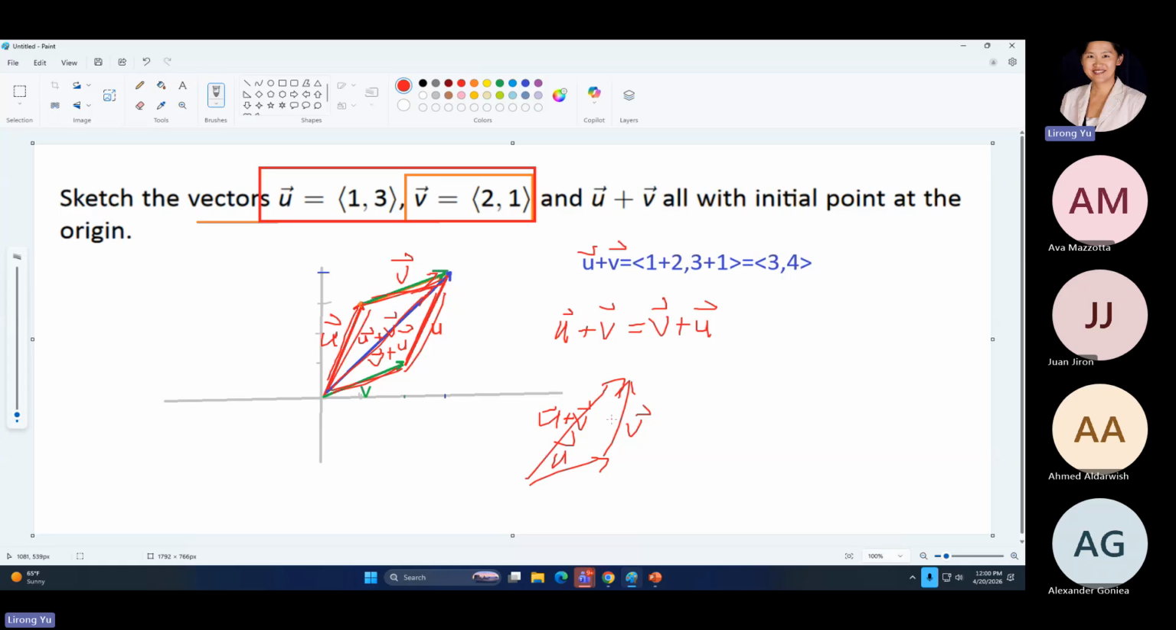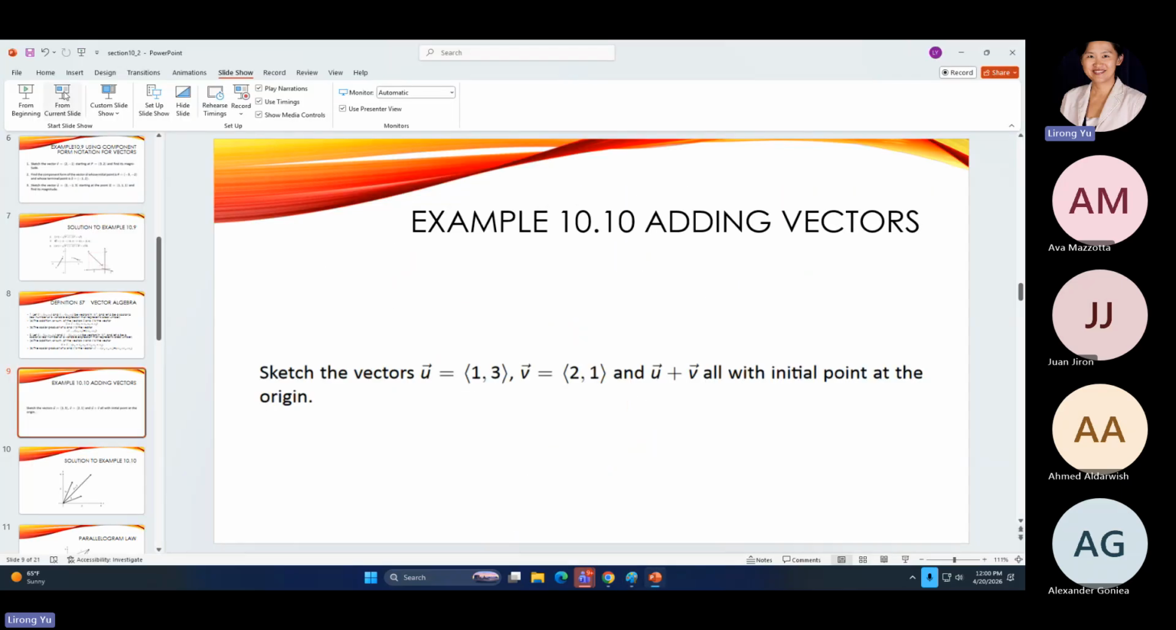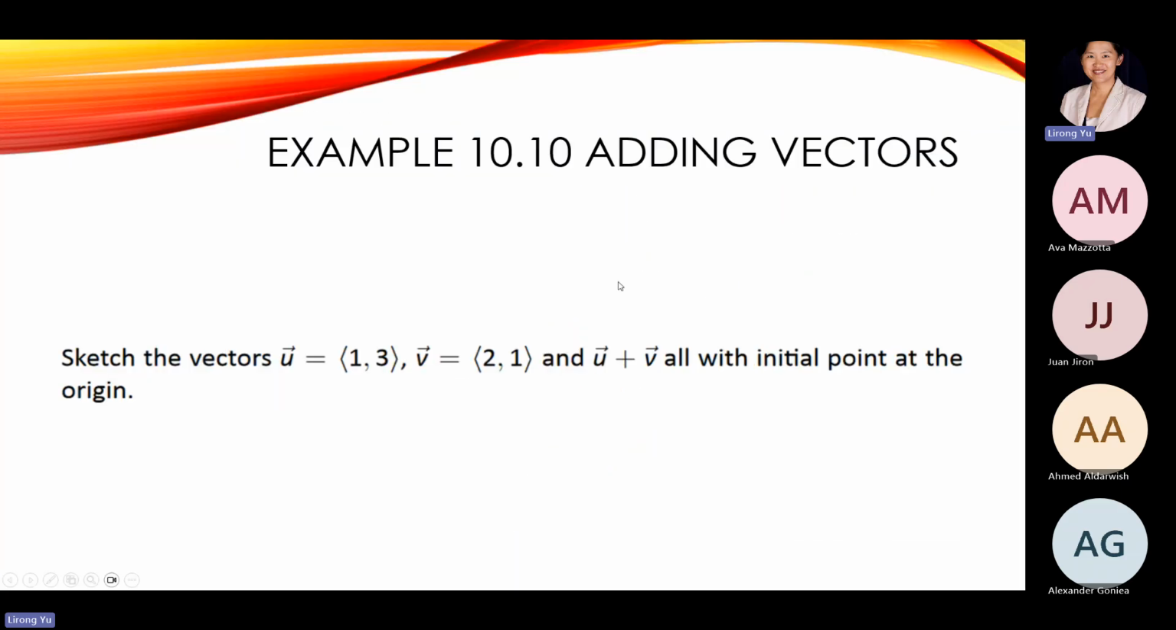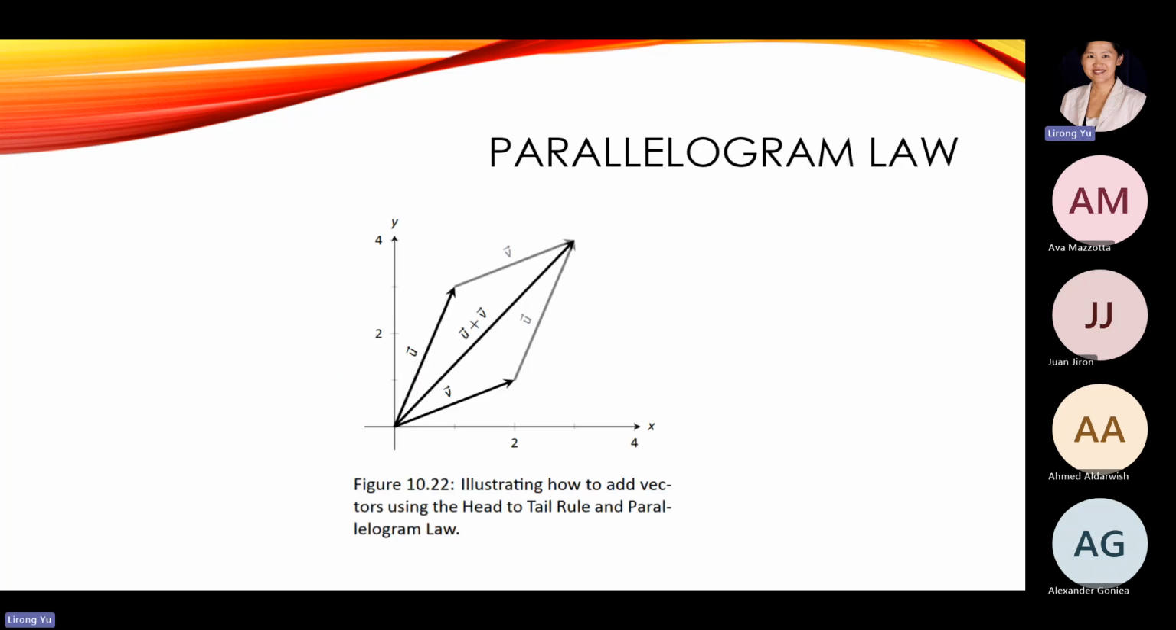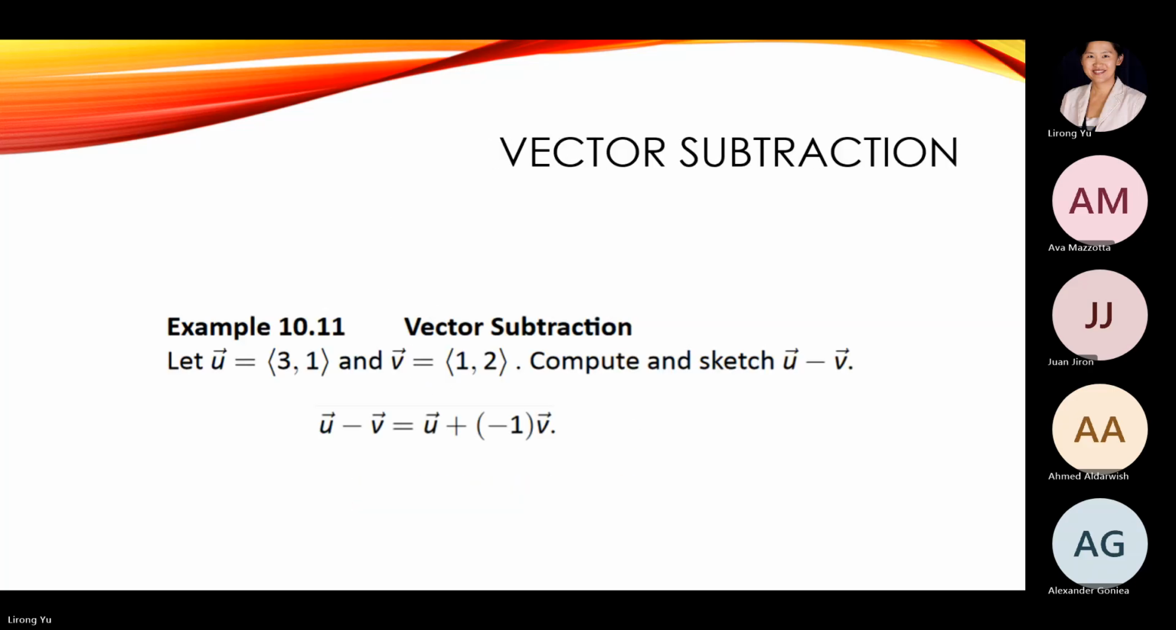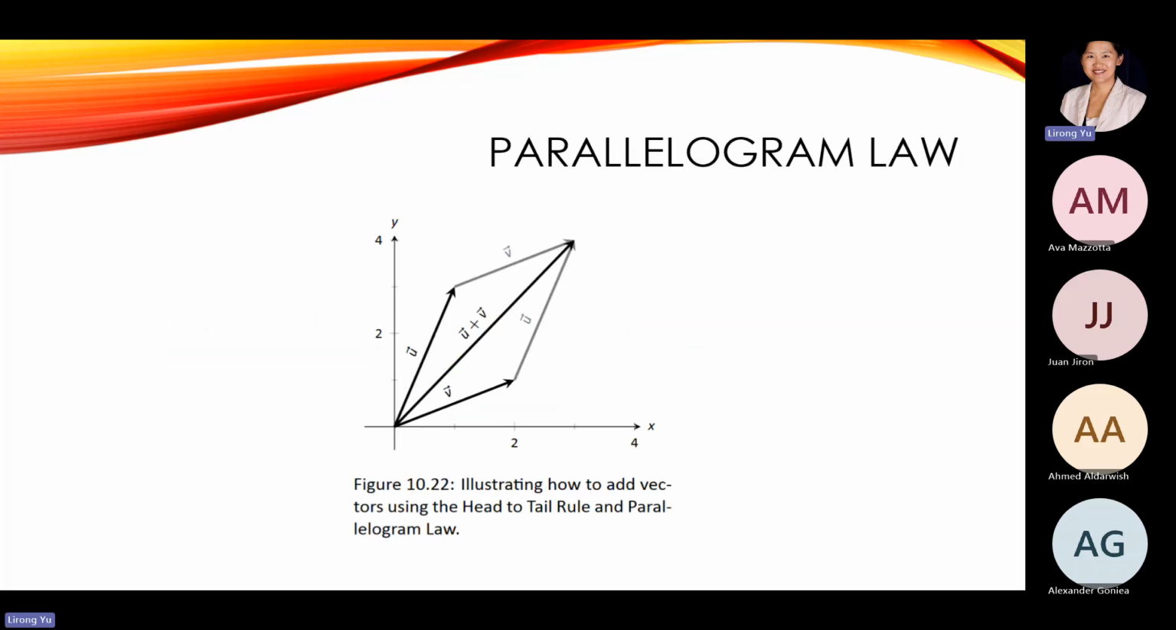Any question? I'm just trying to illustrate a little of the geometry of vector algebra. So that was the answer for u plus v, and you can see we fill out the triangle. That was the textbook image of the summation, the triangle rule and parallelogram law.